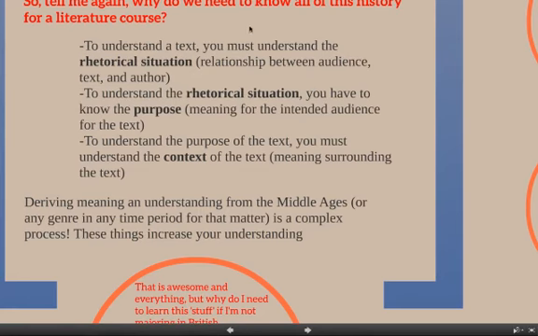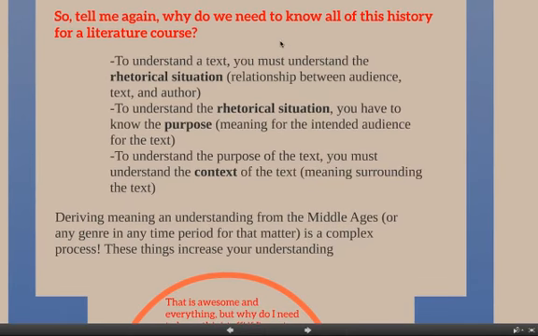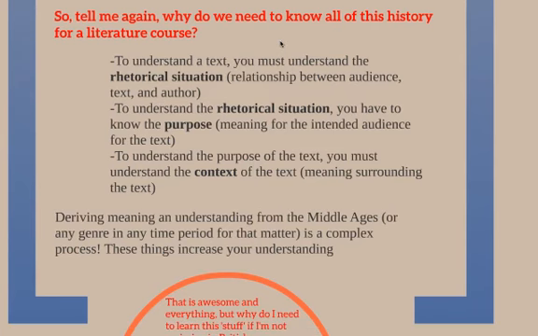So why do we need to know all this stuff? Okay, so to really understand a text, you need to understand the relationship between the audience, the text, and the author, and we call that the rhetorical situation. And to understand the rhetorical situation, you got to know the purpose. In other words, why did they write it? And to understand the purpose, you got to understand the context, and that is, what are the circumstances surrounding that?